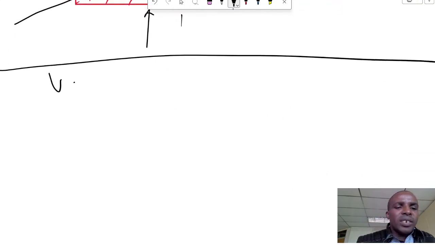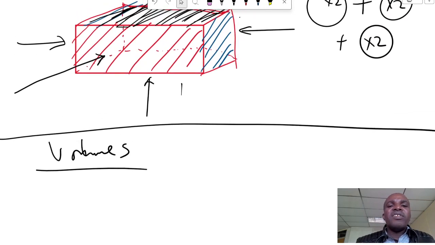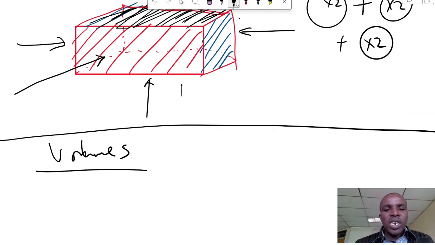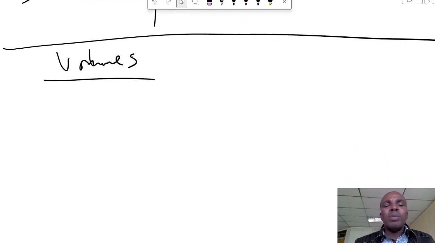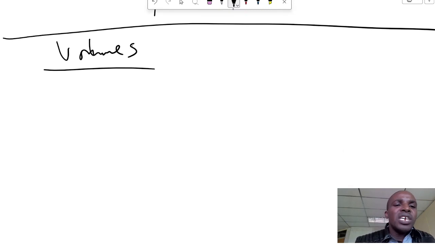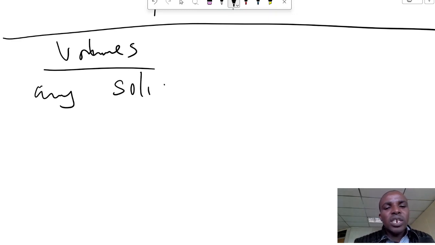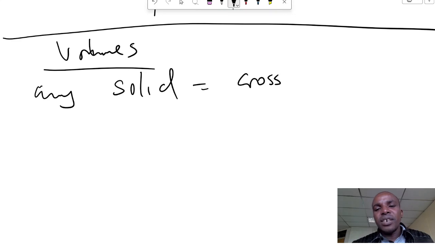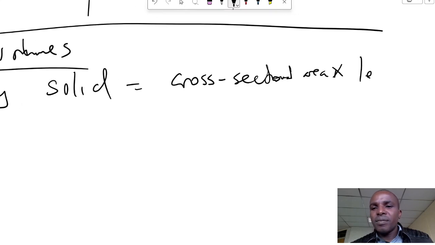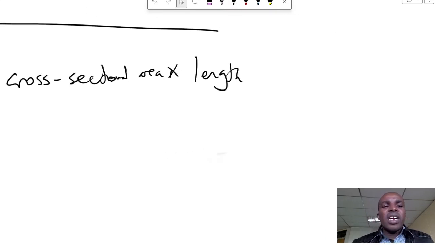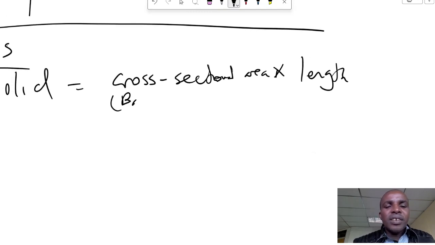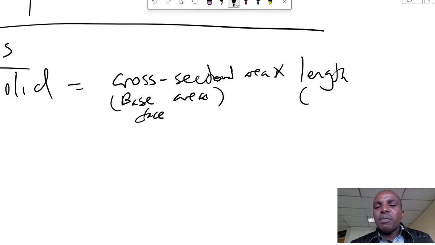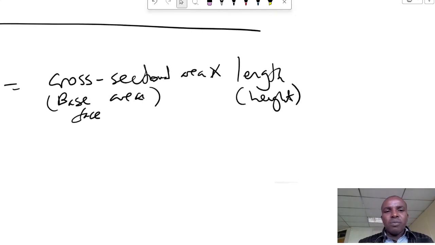Then on the volumes part. The volume of a cuboid is the same as a cube actually. For a cube, all the sides will be the same, will be equal. That's what makes it different from a cuboid. So volume of any shape, please take note. Volume of any shape, any solid actually, is equal to cross-sectional area times length. Then cross-sectional area is the same as base area. That's the same as the base. Sometimes the same as the face of the shape. Then length, sometimes it's also the height. It depends on how your item or your solid is.